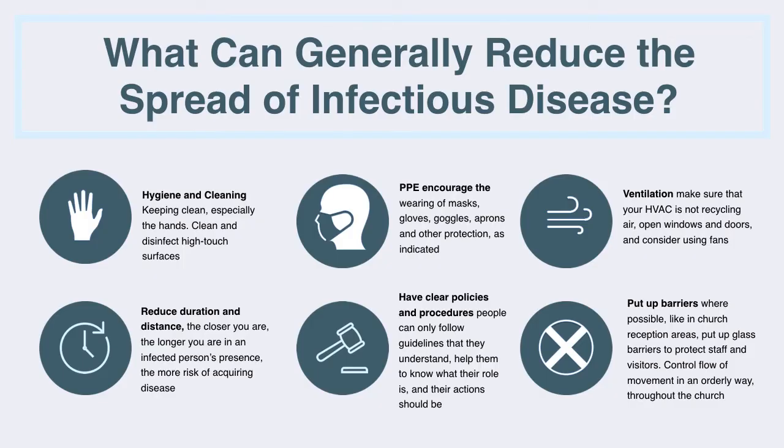What can generally reduce the spread of infectious diseases, though, if we're actually looking at the susceptible person? What do we want to do? We want to include things like hygiene and cleaning. If we keep clean, especially our hands, and we clean and disinfect high-touch surfaces, we're going to reduce the chances of transmission. If we use PPE, as we talked about, which could be masks and gloves and goggles, it could be aprons. In our churches, if you have your staff do the session on cleaning, the module on cleaning that I have, you'll see that I talk a lot about those.